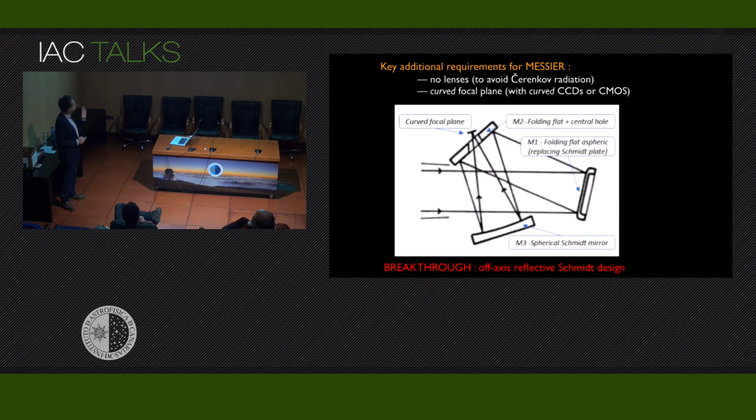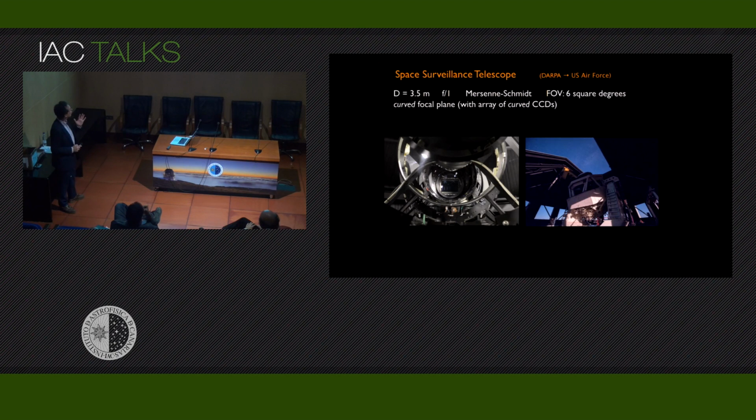And this is an extremely elegant solution because then we only have aspherical mirrors and plane mirrors. And so this is the thing that hopefully will be funded next month as a prototype. Now you will say curved CCDs. Well, this actually has been done by the military in the US.